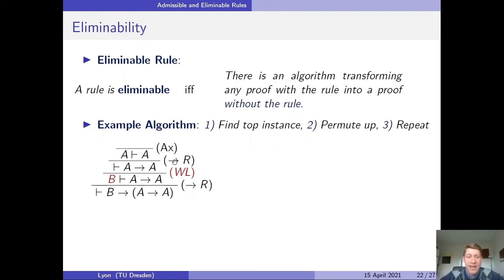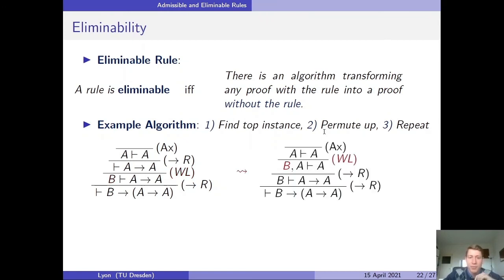What it says is that given a derivation, such as this derivation shown on the left, we want to find a top instance of the rule. And if we can do that, then what we do next is we permute it up. So we swap the rule that we want to show is eliminable, in this case weakening left, with the rule that occurs above it. So here, the rule that occurs above weakening left is this implication right rule, which introduces A implies A on the right, and then weakening left introduces a B on the left.